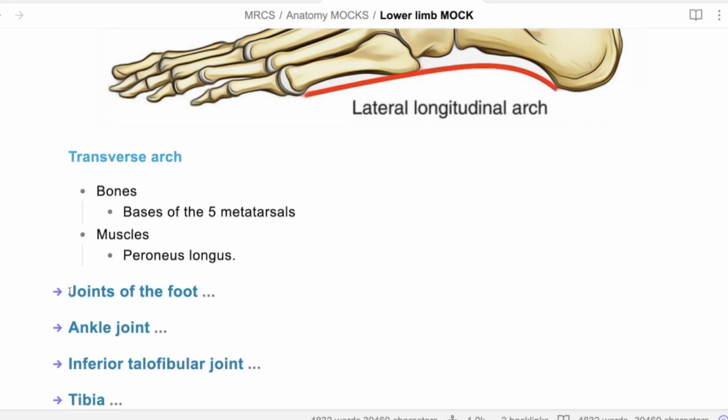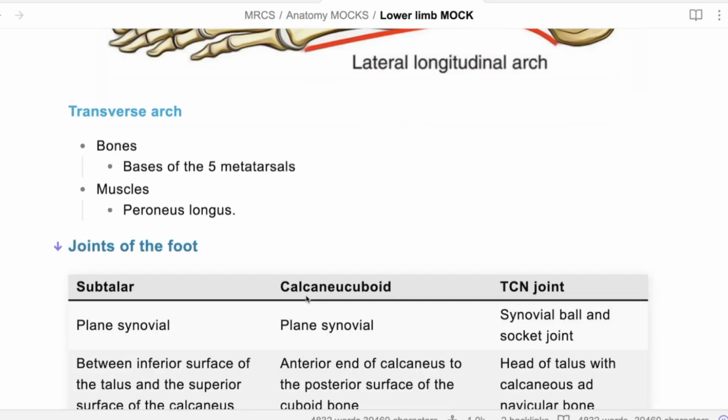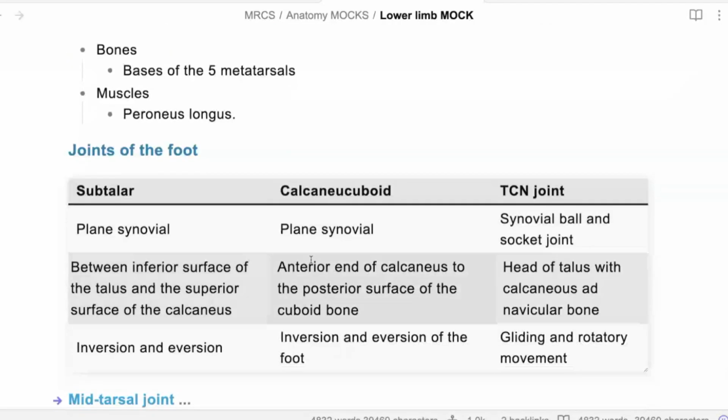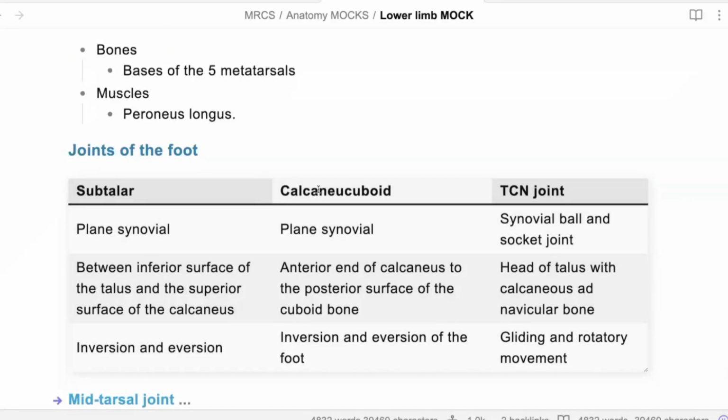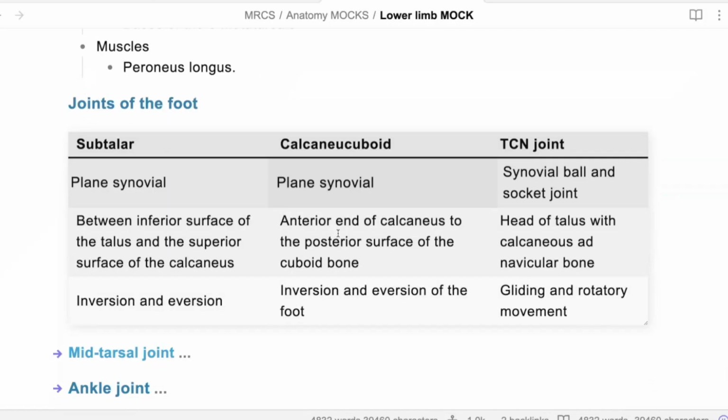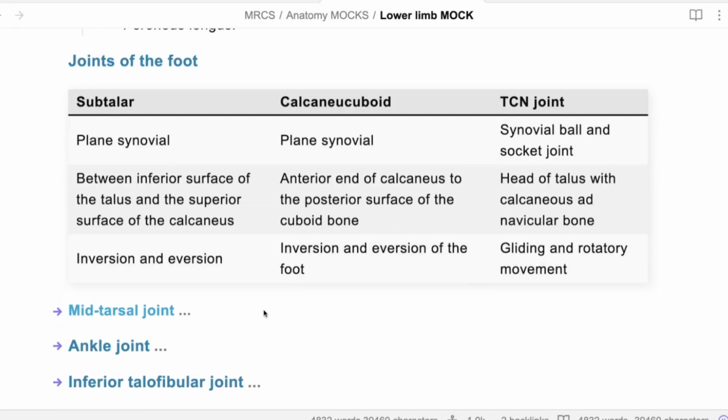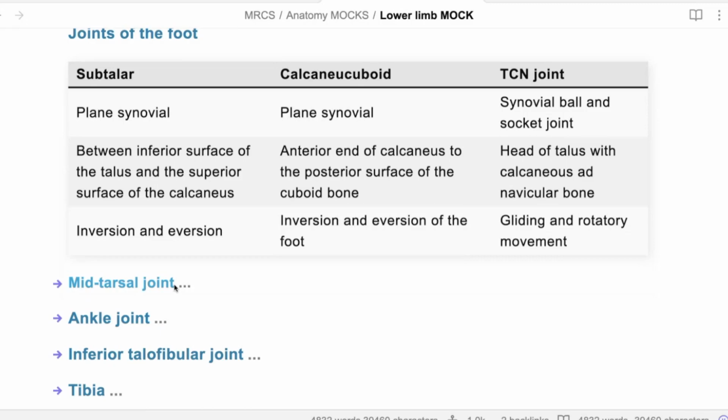Okay. I think there is one more joint we can ask about, the calcaneocuboid, but that's fine. It's just a plain synovial joint. Yes, this is between the calcaneus and the base. Inversion and avulsion. Okay. What is the mid-tarsal joint?